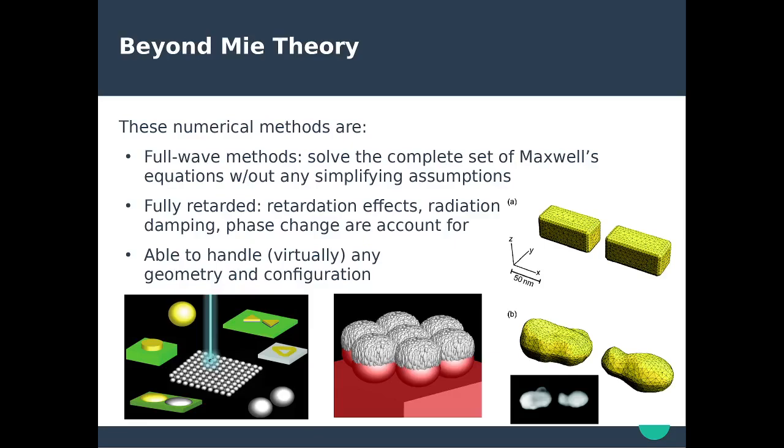And finally, they can really handle any type of geometry. They can look at particles that are isolated or coupled, in periodic arrays or on substrates, multiple compositions, very complex geometries. You can even import and include geometries that are directly deduced from experimental images like TEM or SEM images. So this is very powerful, and this is what is needed to go beyond Mie theory.